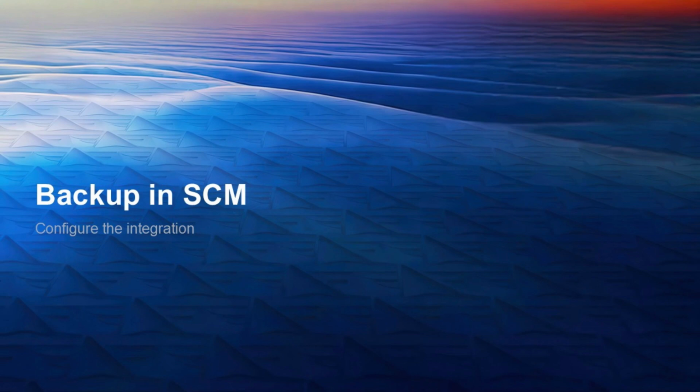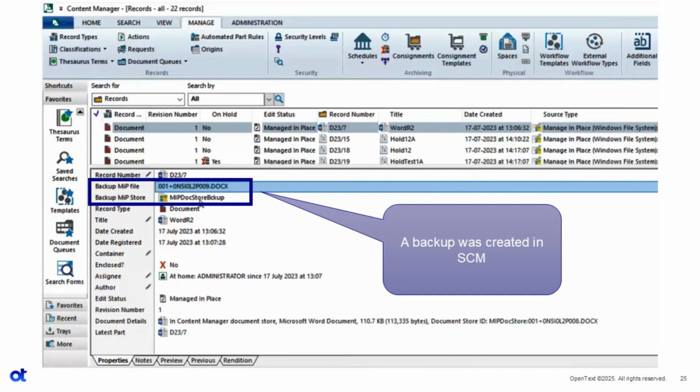Let's take a closer look at the backup option available when configuring Manage in Place. While documents remain in their original location, we can choose to store a backup copy in Secure Content Manager. This is done by linking the Manage in Place adapter to a document store. It's an optional but valuable feature that adds an extra layer of protection, ensuring long-term preservation and recovery capabilities, especially for critical or regulated content. It reinforces compliance.